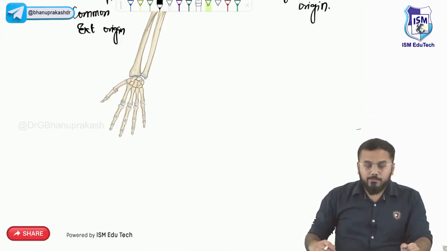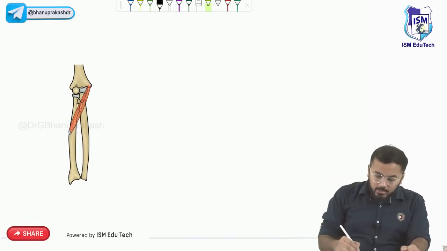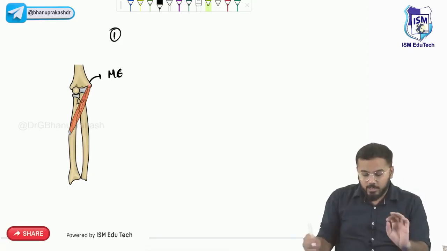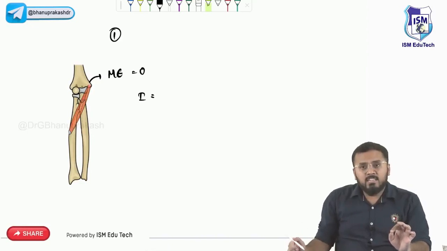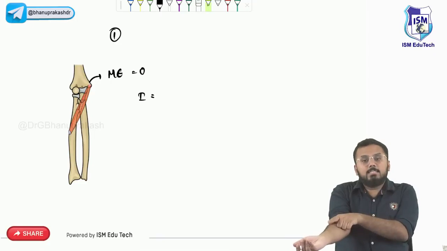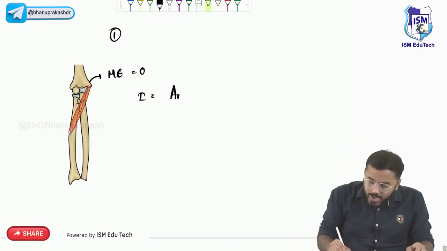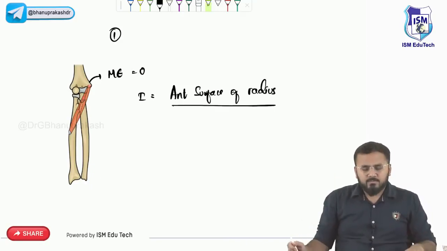Now, the first muscle. All the muscles will originate from the medial epicondyle, so the first muscle is also originating from the medial epicondyle. Origin is done. When it comes to insertion, where is it inserting? It is inserting onto the anterior side, but onto which bone? It is inserting onto the radius bone. Can I say it is inserting onto the anterior surface of radius? Anterior surface of radius. Done.